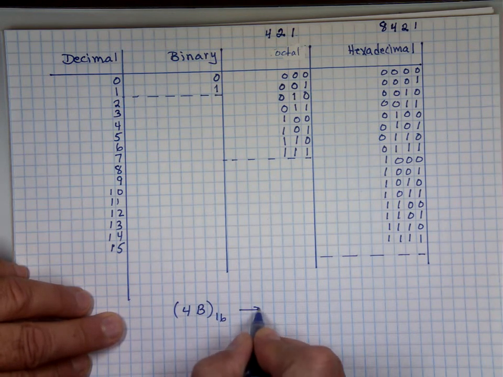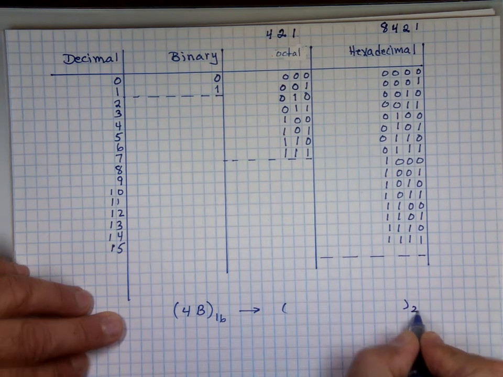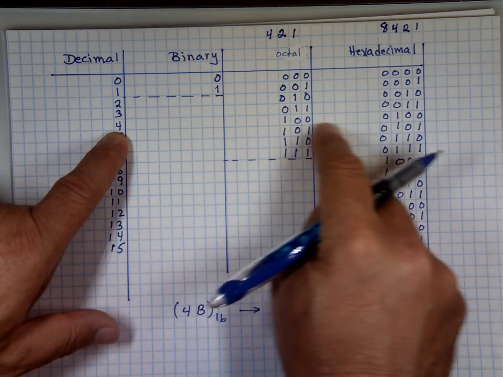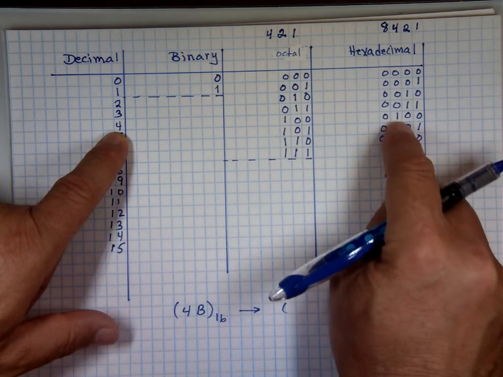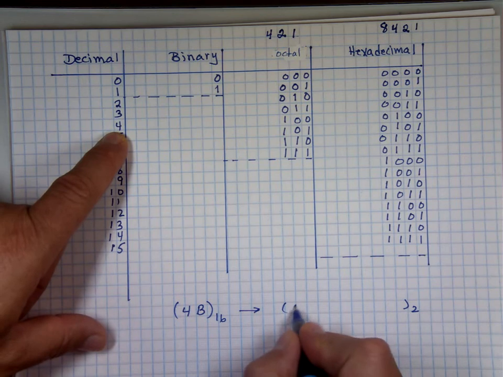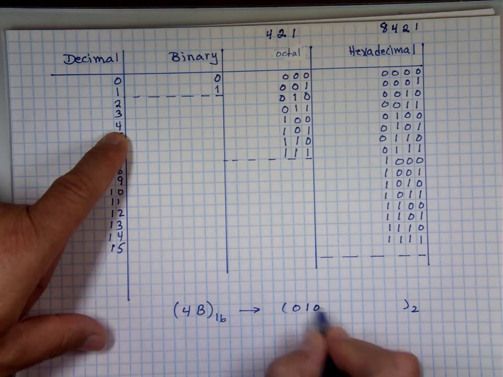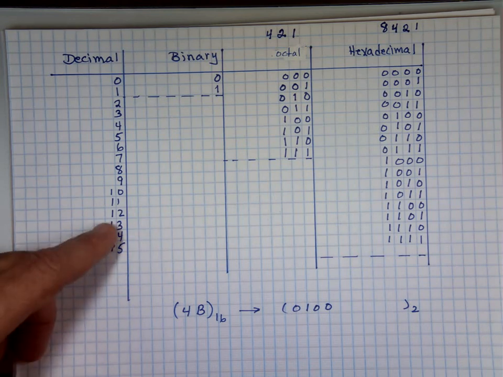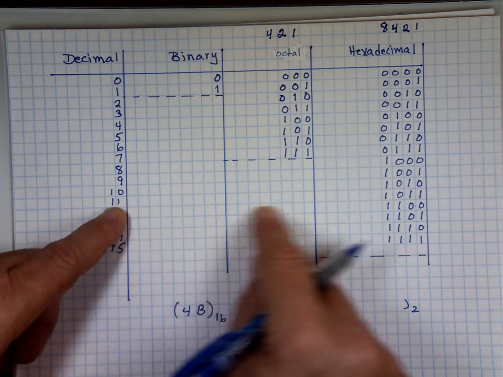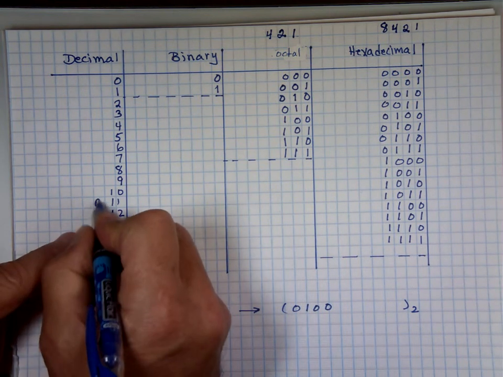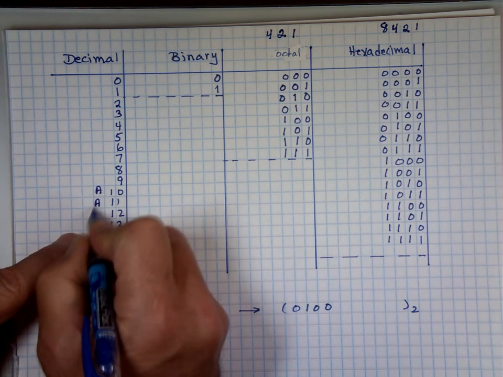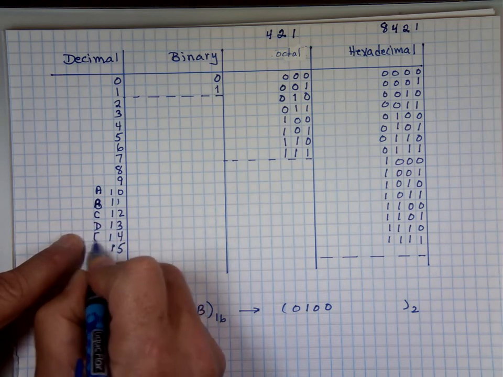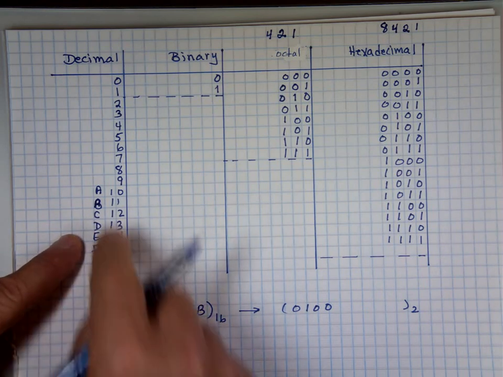Let's look at the 4 here in base 16. It's 0, 1, 0, 0. And the B is what? B is 11. So I can write the 11 here. I mean the A here, the B here, the C here, D, E, and F. So the B will be what? 1, 0, 1, 1.